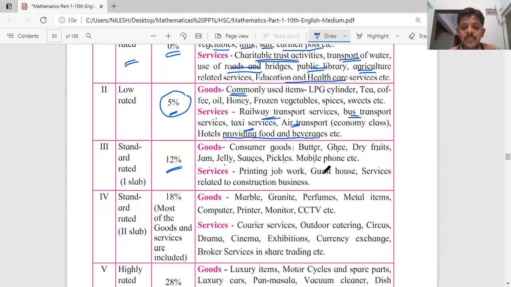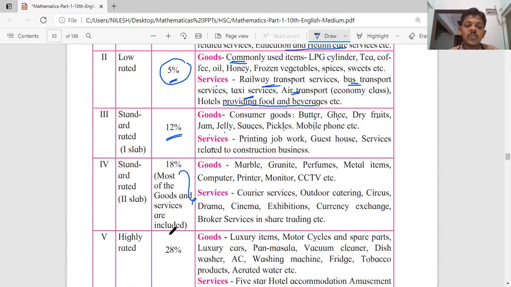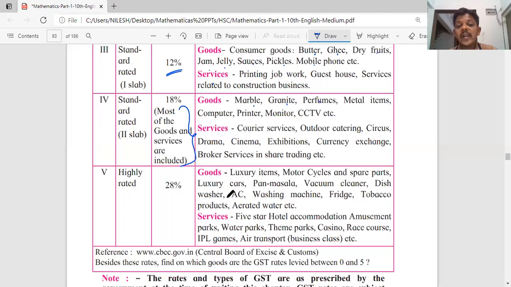Now, printing jobs, guest house, service related to construction business come under 12%. 18% is most of the goods and services. Marble, granite, perfume, almost everything comes under 18%. Courier services, outdoor catering, cinema, exhibition, all these things. And this is important, 28%: luxury items, motorcycles, spare parts, luxury cars, pan masala, vacuum cleaner, dishwasher, AC, washing machine, fridge. Such things are luxury items, highly tax rated.